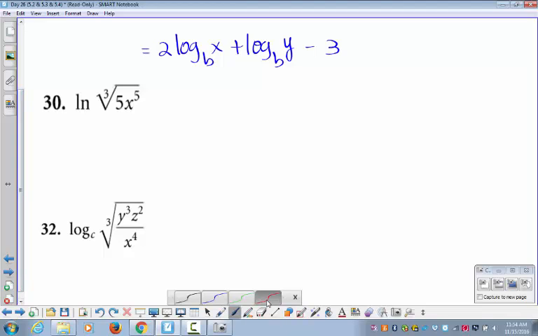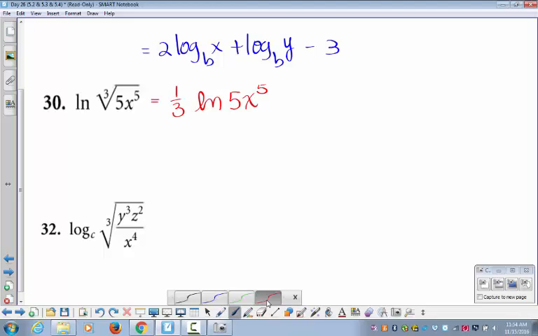Step 1, what's the exponent on the entire inside? 1/3. Right, because that third root, that's the predominant operation first that we have to reduce. So that's going to be 1/3 natural log of 5x to the 5th.